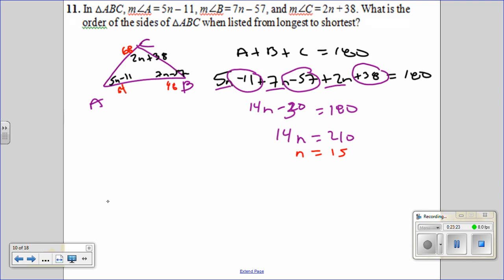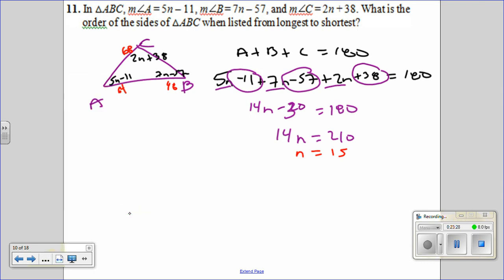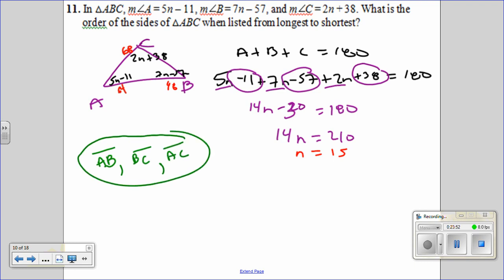And now we can list the sides in order from longest to shortest. So the longest side is across from 68, so that would be AB. The next longest side would be across from 64, so that'd be BC, followed by the shortest side, which is AC. We're going to take a break right here and come back in a moment.